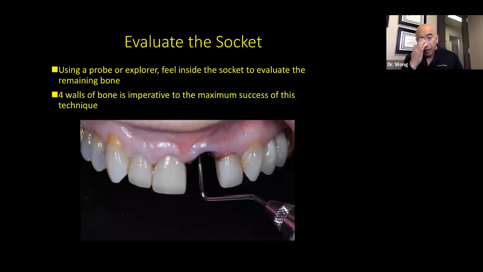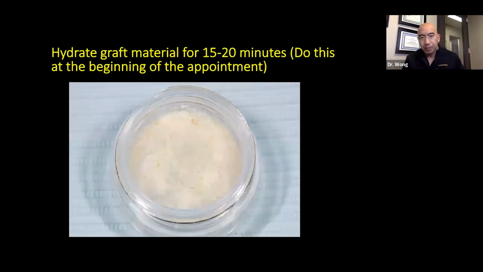After you do that, you're going to get your perio probe and you're just going to slide it into the socket and count how many walls of bone you have. If you have 4 walls of bone, meaning facial, lingual, distal, and mesial, then you're about 2 minutes away from being done. You're going to have your mineralized cortical bone in its jar already, and all you're going to do is hydrate it with sterile water or sterile saline.